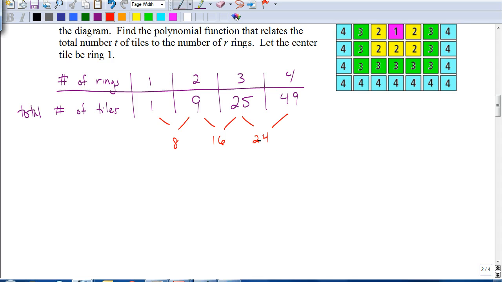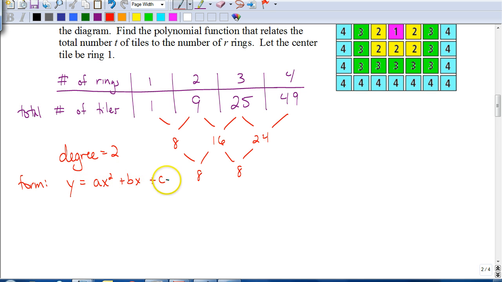So now we're going to find these differences. 16 minus 8 is 8. 24 minus 16 is also 8. So that means this again has a degree of 2. So that means the form that my final answer is going to be in is this: y equals ax squared plus bx plus c. Now some people have asked, well, how do you know what form it's in?